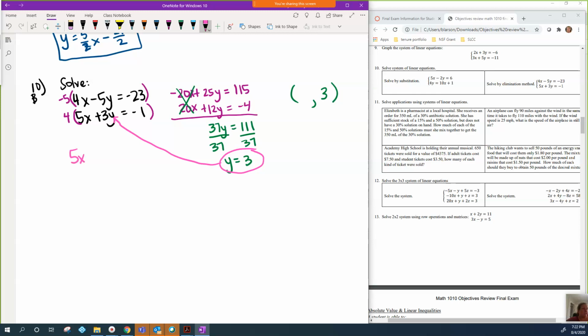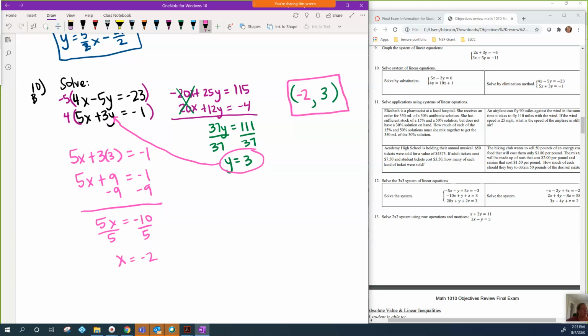So I'll have 5x plus 3 times 3 equals negative 1. So 5x plus 9 equals negative 1. Let's subtract the 9 over. So 5x equals negative 10. And we divide by 5, we get x equals negative 2. So my ordered pair would be negative 2, comma 3. Right? So just remember, it doesn't matter which way it asks. It's going to just say solve, and you're just going to be able to solve it in any way you want to. Okay?